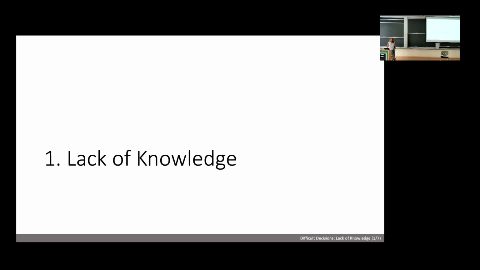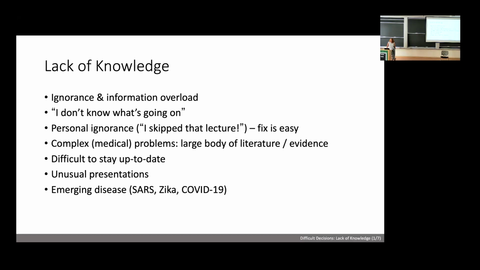So what I want to do is quickly go through some to all of those reasons. Lack of knowledge, I think, is really easy and straightforward, right? Ignorance, information overload, don't know what's going on. Personal ignorance, I skipped that lecture, but that's probably the easiest one to fix.